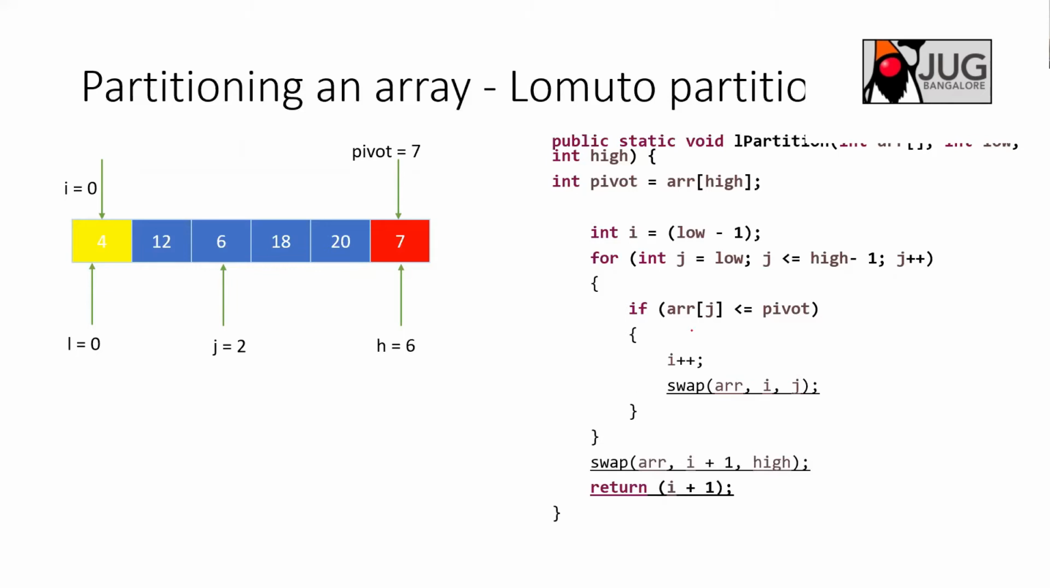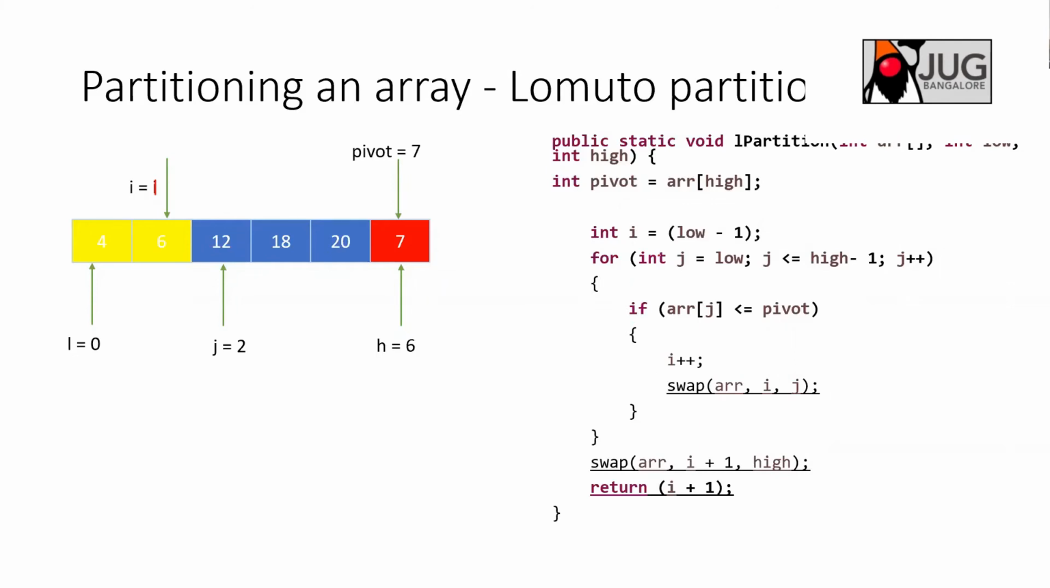Now you compare array of j, which is 6, with the pivot element. Pivot is 7 here, right? Now you realize, yes, it is less. So first you increment i, so i becomes 1. And then you swap. Basically, you are swapping 6 with 12, and it will be like this: 6 will be placed here, and 12 comes here. And i is at the first place, i is equal to 1. This iteration is completed.